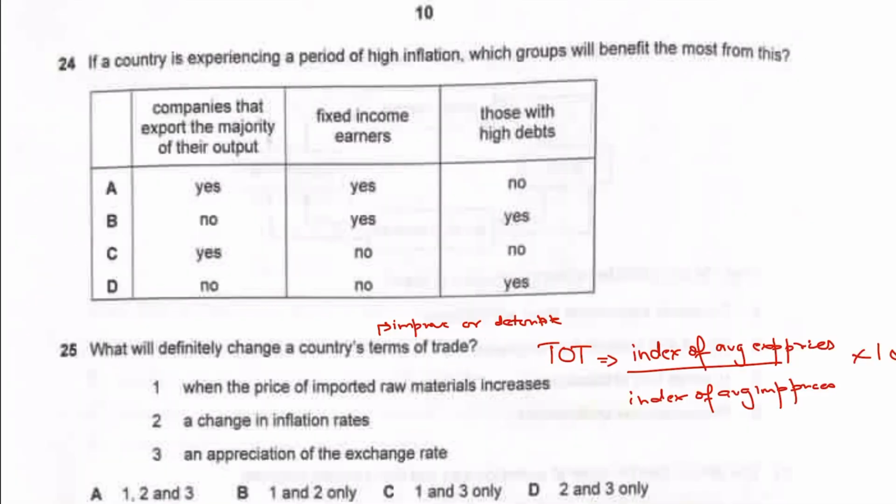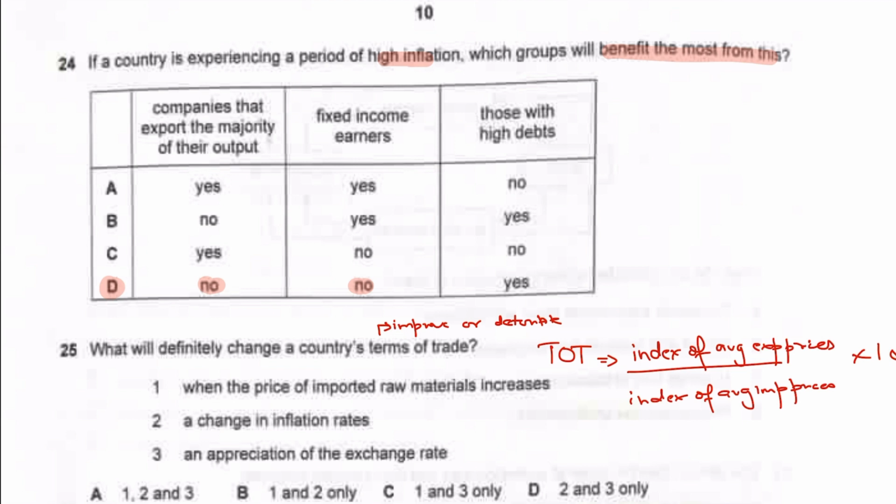Now question 24 says, if a country is experiencing a period of high inflation, which group will benefit the most from this? The correct answer is D, because companies that export the majority of their output will not benefit, definitely, because the price competitiveness of our domestic output will go down, exports will fall. Fixed income earners will not benefit as well. Why? Because the real incomes and the real wages will go down. It's obviously causing a redistribution of income away from the poor to the rich.